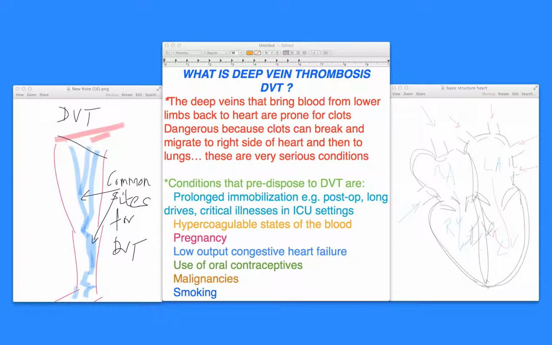Oral contraceptives: use of oral contraceptives makes the blood a hypercoagulable state. Certain malignancies will do that. Antiphospholipid syndromes are very unfortunately notorious about that. And smoking. Smoking also makes the blood a little more thick or hypercoagulable. And so all of these are predisposing risk factors which make a person prone to DVT.